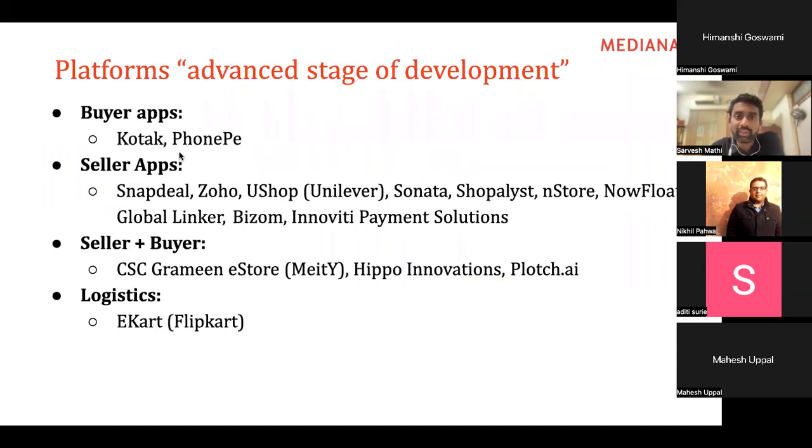In terms of companies that are at an advanced stage of development, which is what's listed on the ONDC website, the prominent names are Kotak and PhonePe, which is again Flipkart backed. On the seller apps, we have Snapdeal. And ONDC also allows you to act as both a seller and buyer app. So the Common Service Center, which is run by the Ministry of Electronics and Information Technology, and CSC's digital division, the Grameen e-store, wants to create a seller and buyer app. And Flipkart's logistics arm, eKart, will start providing logistics services.